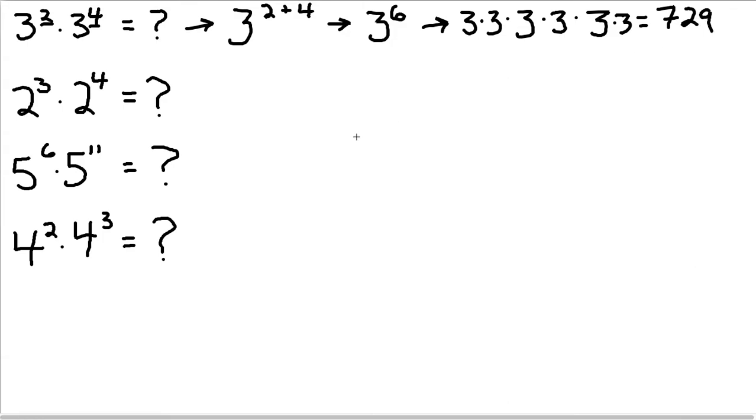All right, the next one we're going to be doing is 2 cubed times 2 to the 4th. Same thing, pretty straightforward. We're just going to take these exponents and add them. So we're adding 3 and 4 together. 3 plus 4 is 7. So 2 to the 7th. If you multiply that through, you should get 128.